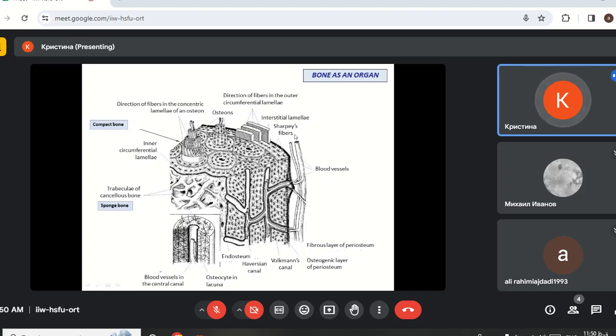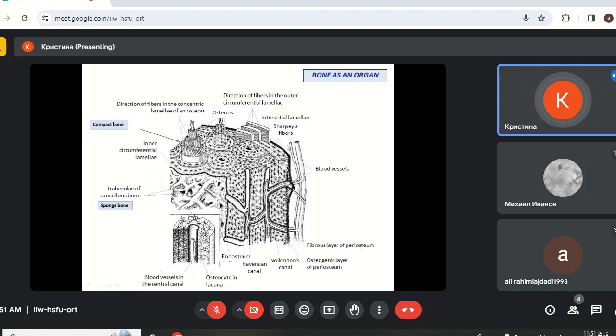These Sharpey fibers are actually collagen fibers, one end of which is located inside the outer fibrous layer of the periosteum in dense fibrous irregular connective tissue, and the other end is embedded inside the bone tissue of the outer circumferential lamellae here. And these Sharpey fibers make the outer fibrous layer of periosteum very tightly attached to the bone.